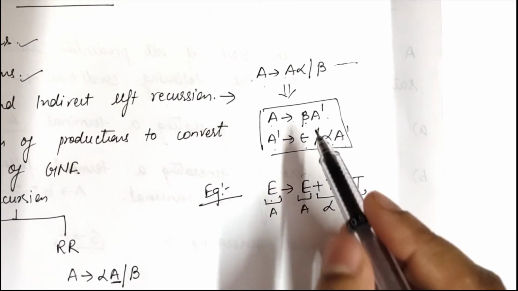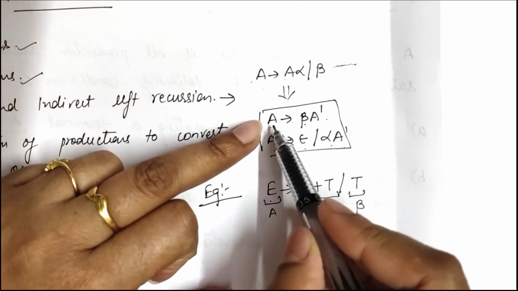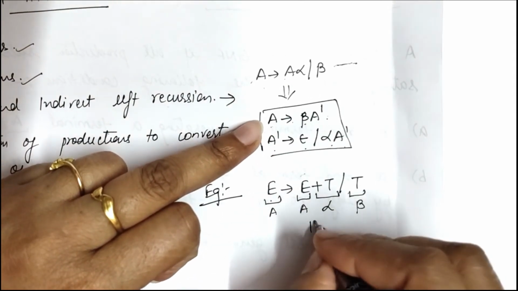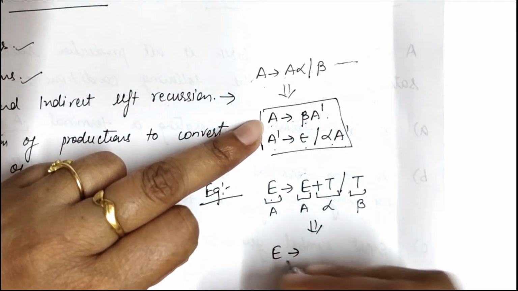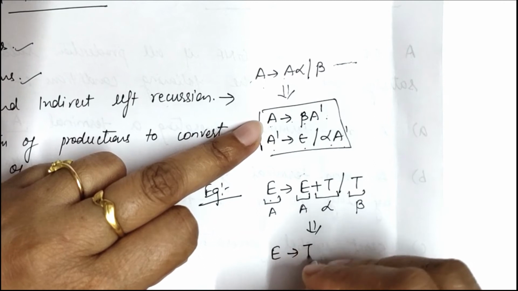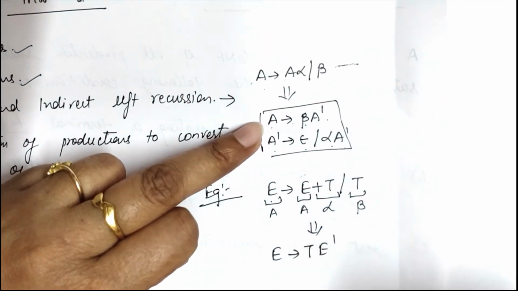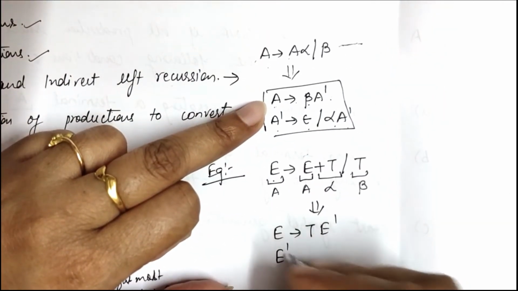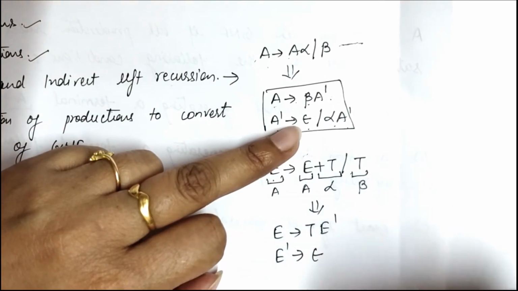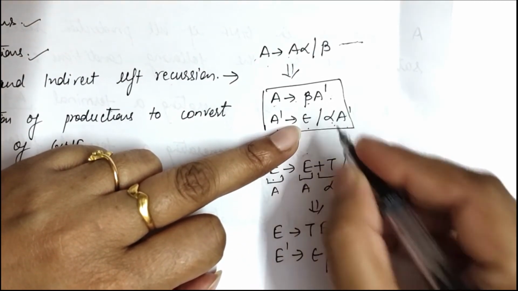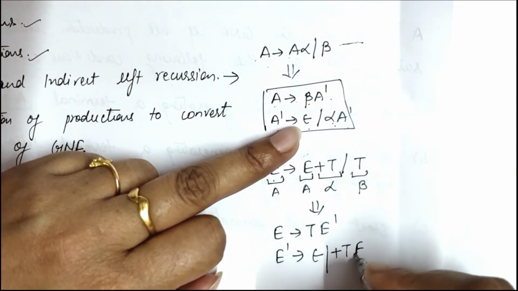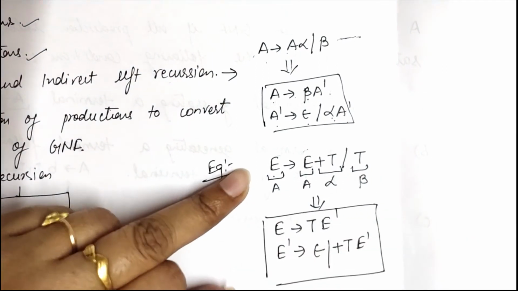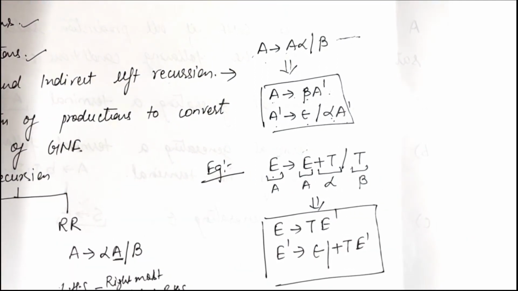Now we have to convert it into the form A derives beta A dash. So in order to remove the left recursion, what is A? A is E here. What is beta? Beta is T. A dash means E dash. And this E dash can be epsilon or alpha. What is alpha here? Plus T E dash. So this is how we remove the left recursion property from a particular grammar.